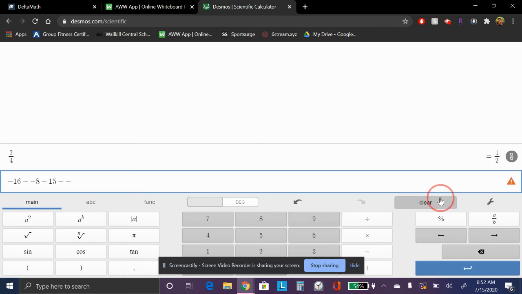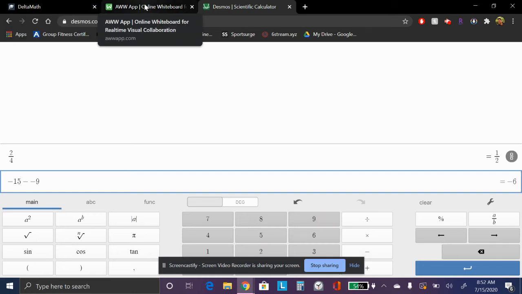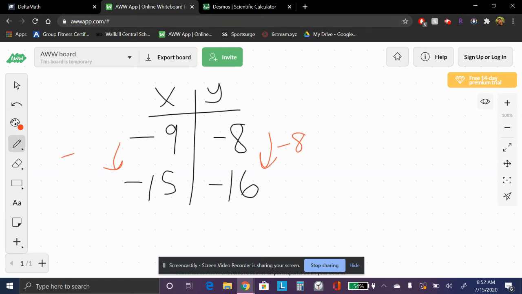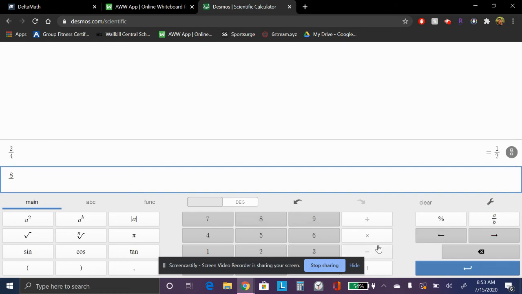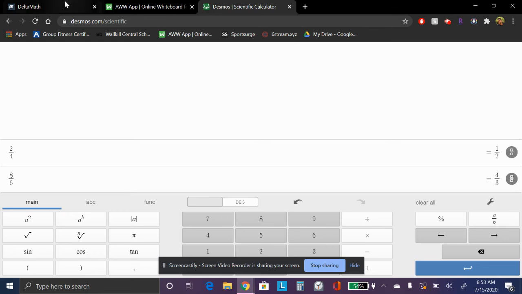Oops, I'm doing this all on the same thing. I don't want to do that. -15 minus -9 is -6. So my slope is -8 over -6, or +8 over +6, right? Let's reduce this fraction, which is 4/3.